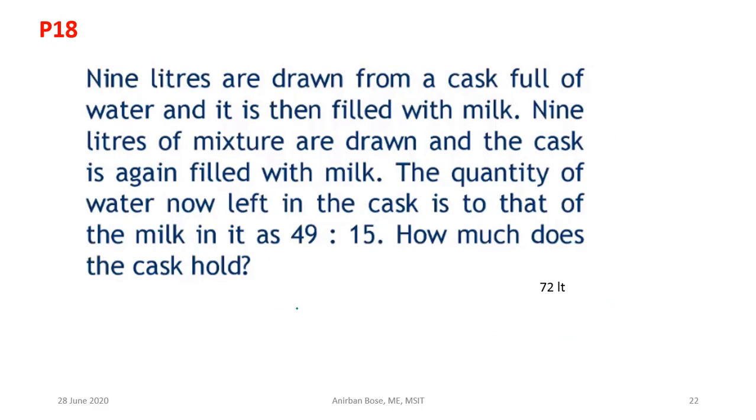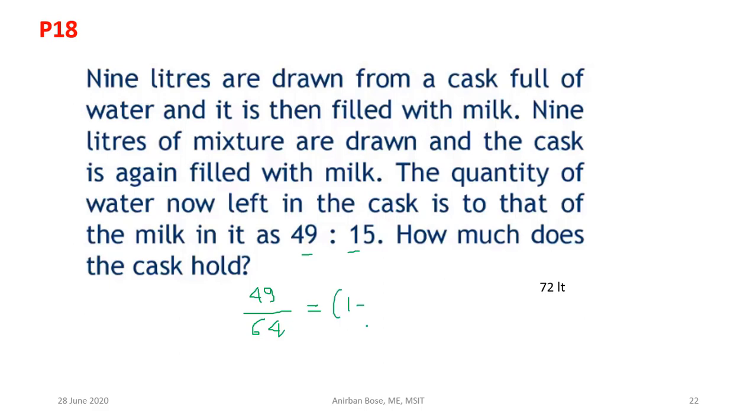Now let us see this problem where 9 liters are drawn from a cask full of water, and it is then filled with milk, and 9 liters of the mixture are drawn from the cask again and filled with milk, and the quantity of water left in the cask to that of the milk is given. How much does the cask hold? A similar problem. So the quantity left divided by the total quantity, that is 49 plus 15. 49 plus 15 is 64, and that is equal to what?